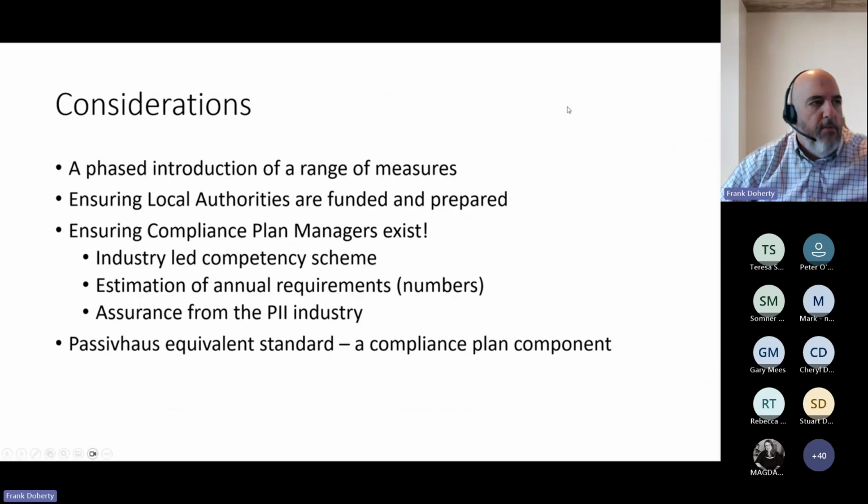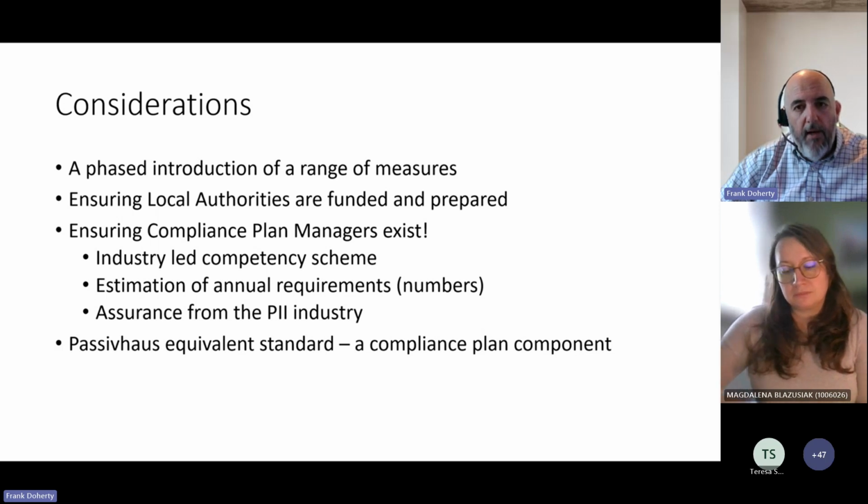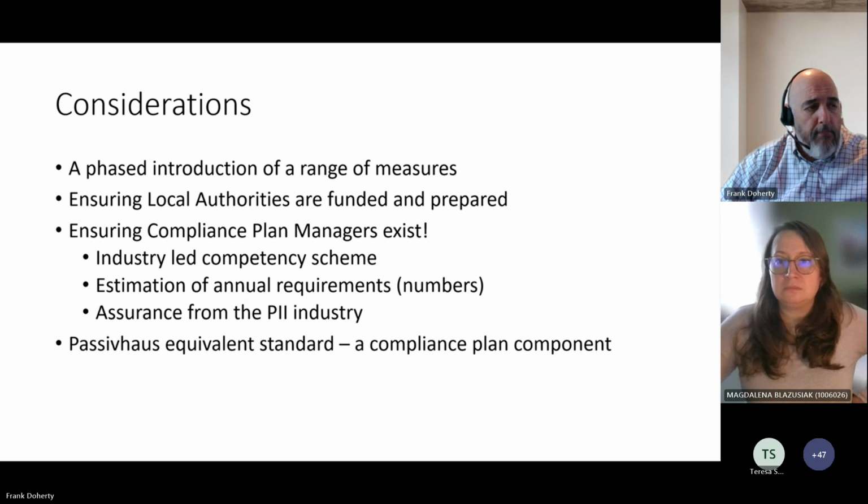That phased introduction of measures is partly so we can make sure that local authorities are funded and prepared to do their role, and also the industry understands what's going to be asked of them and can get up to speed on that. Building warrant fees were increased last year; they're going to be increased this year, and part of that is to fund the growth in building standards teams to cope with additional work that the compliance plan approach is expected to deliver.